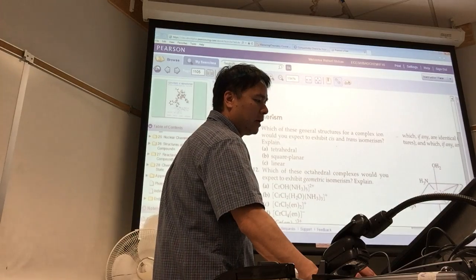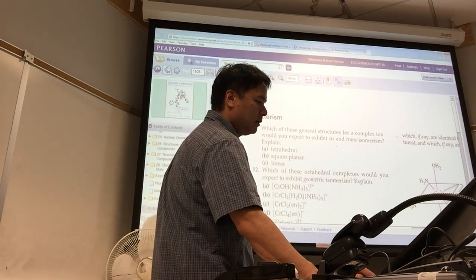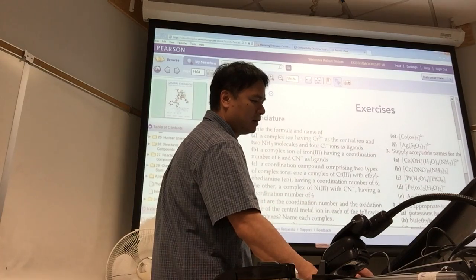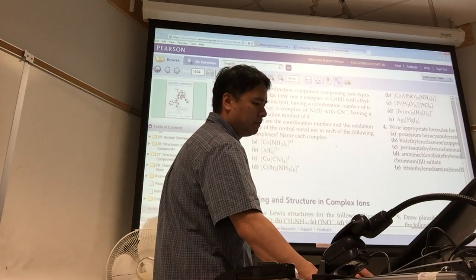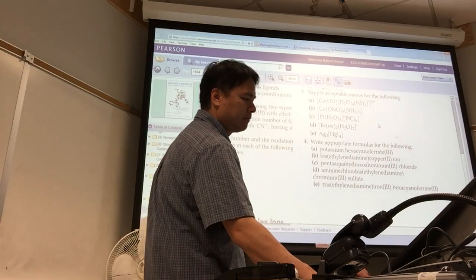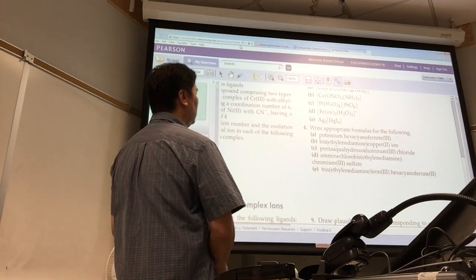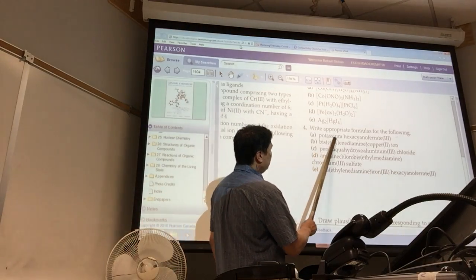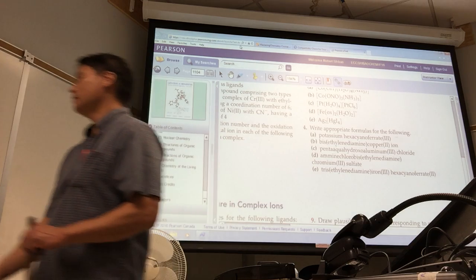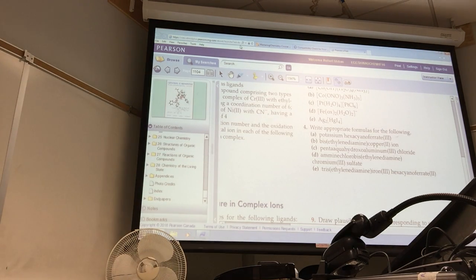All right, are you okay with writing names? Let's go to writing formulas. Now, writing formulas, you notice the space here. So this has to just be a regular potassium ion. Let's start writing some formulas. This is potassium hexacyanoferrate 3. And potassium ions are K+.